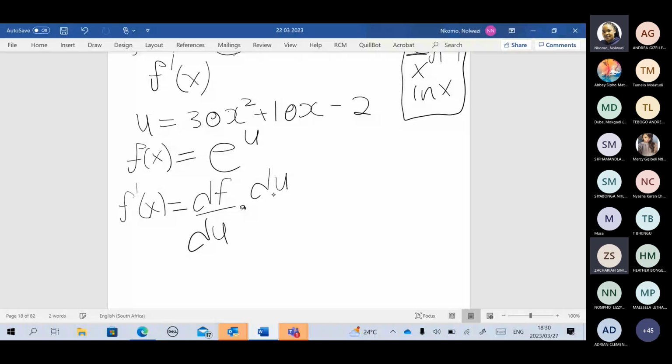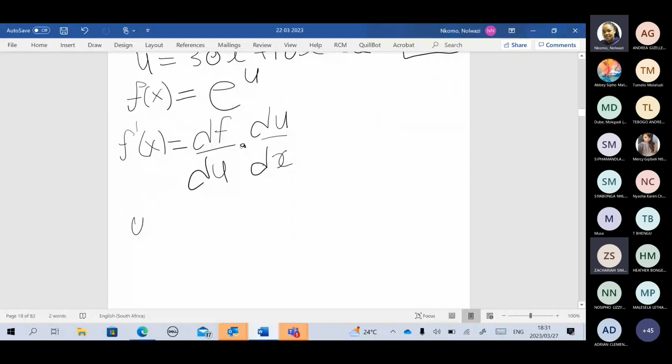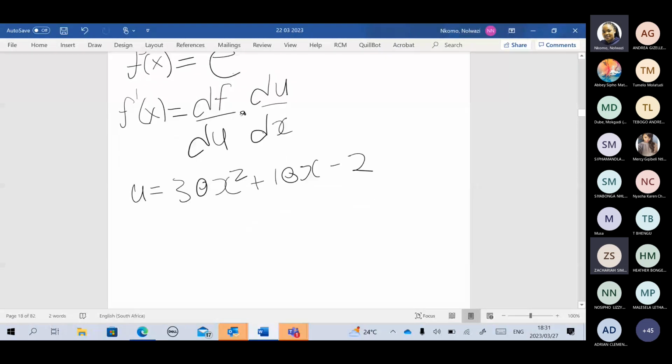We only know f and u, but we need their derivatives. Okay, we have u equals 30x squared plus 10x minus 2, right? And we know we can use a power rule here to get U prime, right? If we use a power rule, this will give us 60x plus 10, right? This is U prime.